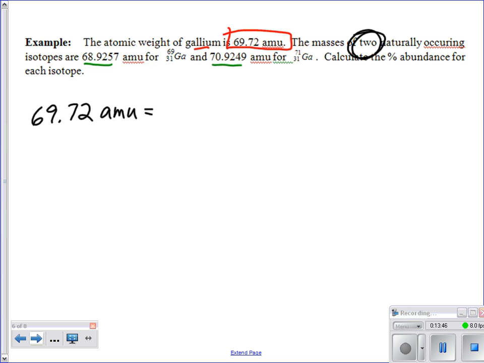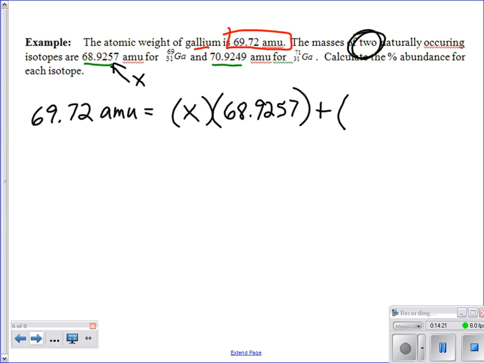What do you want to say for your first abundance? What do you want to call it? X. Sounds good to me. Let's call it X. So in this case, I'm just going to pick my first one right here, and I'm going to call this one X. So my mass is 68.9257. So we have to add that to the percent abundance for the other one times its mass.